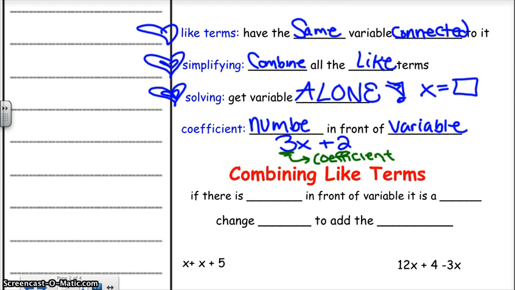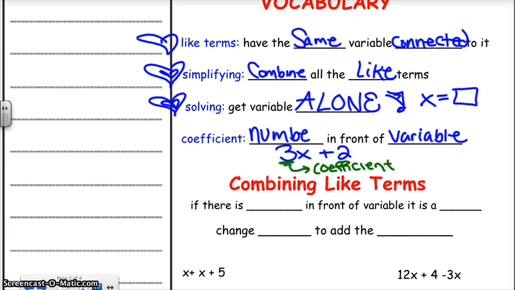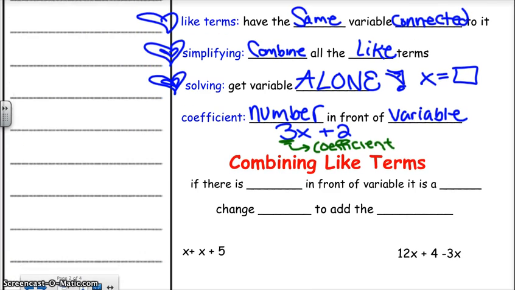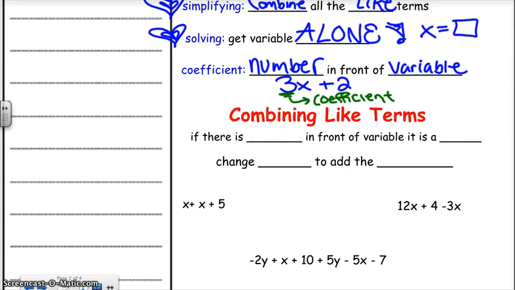Combining like terms is the next concept. So I just gave you all the vocab you need. Again, we have like terms, simplifying, solving, coefficient. Like terms means that it has the same variable. Simplify, combine all the like terms. Solving, get the variable by itself. And coefficient is the number, I have a typo, the number in front of the variable. So all this is aligned with solving multi-step equations because chances are you're going to have to start combining like terms. So you need to know how.